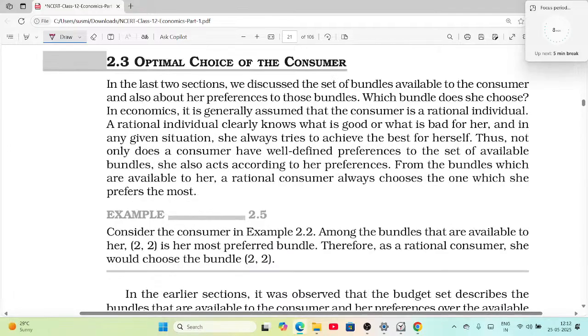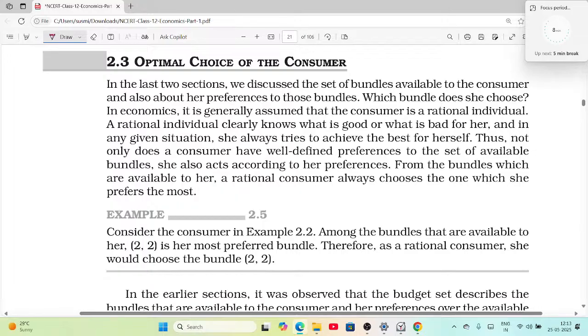Optimal choice of the consumer. In the last two sections, we discussed a set of bundles available to the consumer and also her preferences over those bundles. Now, which bundle does she choose in economics?